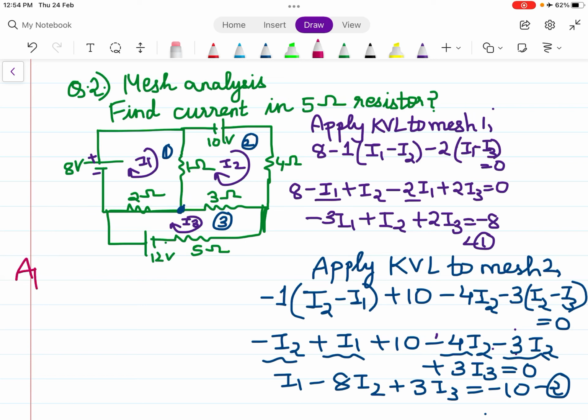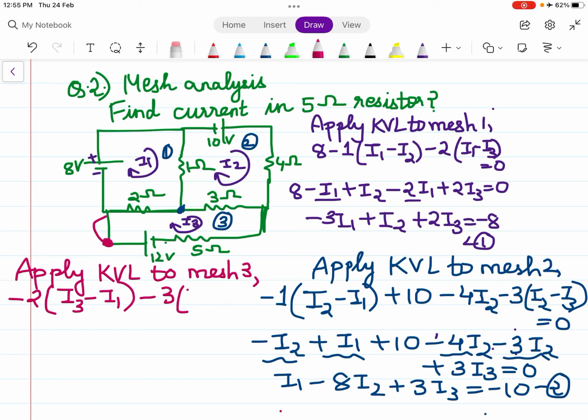Next I say apply KVL to mesh number 3. When I apply KVL to mesh number 3, starting from this point, I go clockwise. So I say minus 2, I am applying it to mesh 3. So I3 current is greater than I1 current. So I say I3 minus I1.